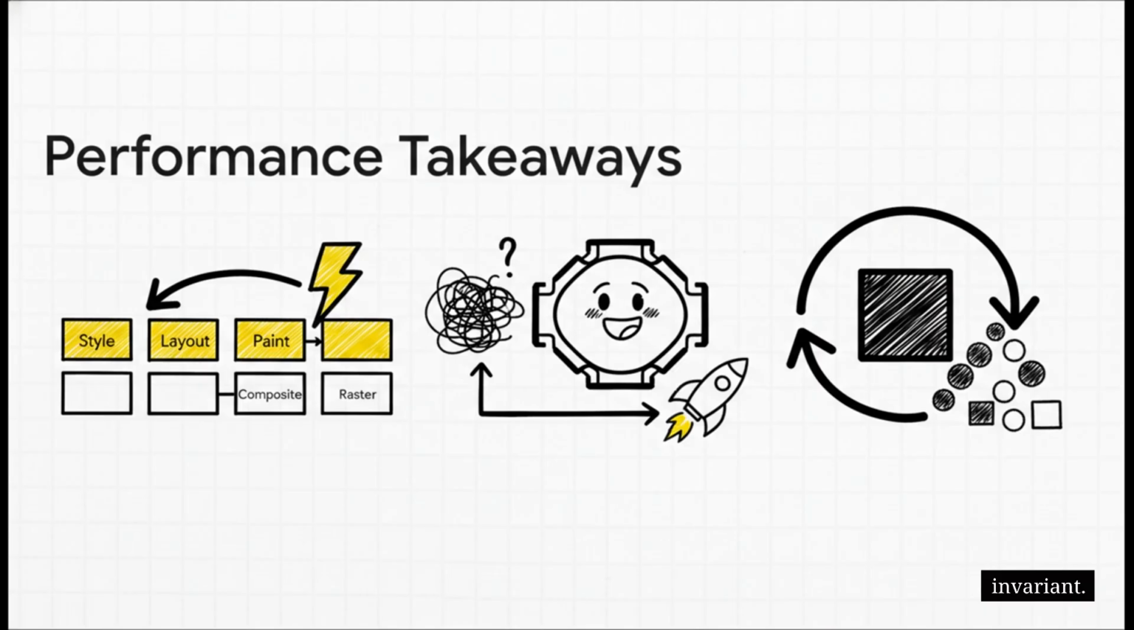Want your JavaScript to fly? Write predictable code that V8's TurboFan can easily optimize. And maybe most importantly, never block the event loop. A long-running synchronous task is the #1 cause of a frozen page or a slow server.